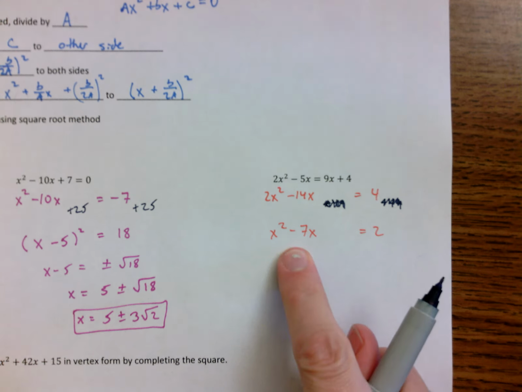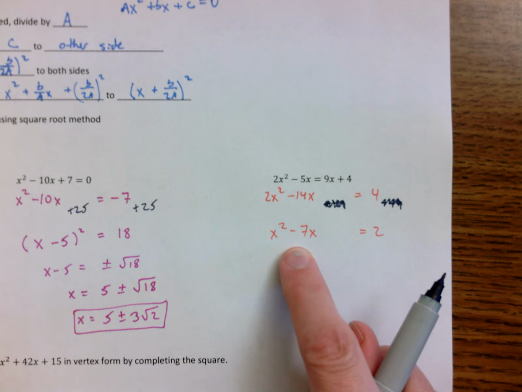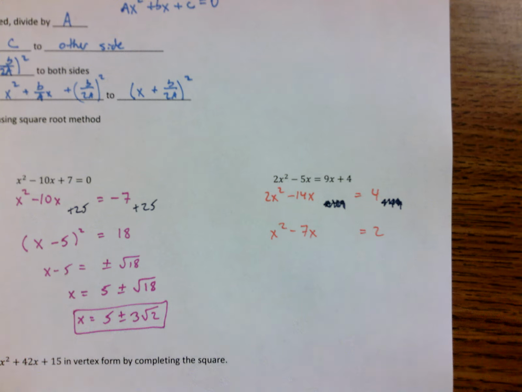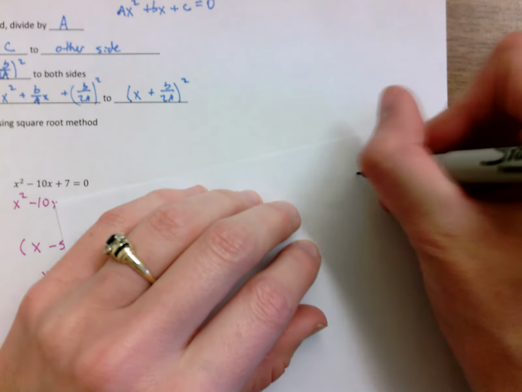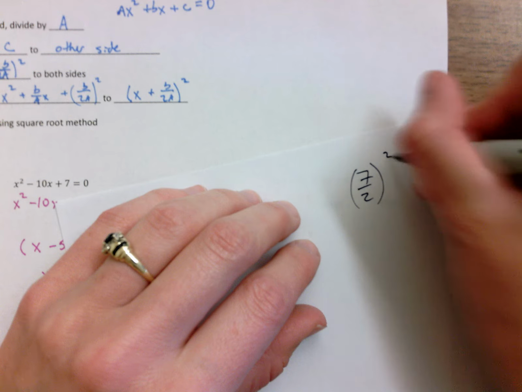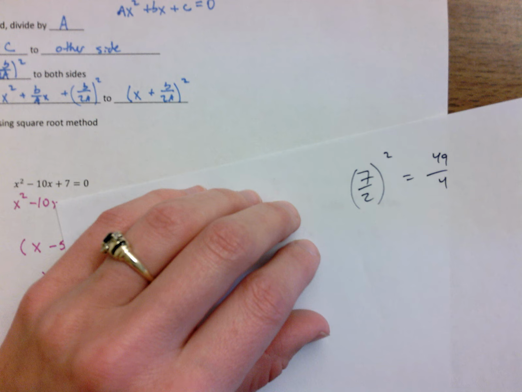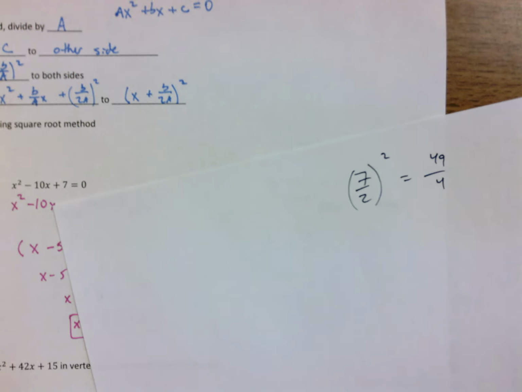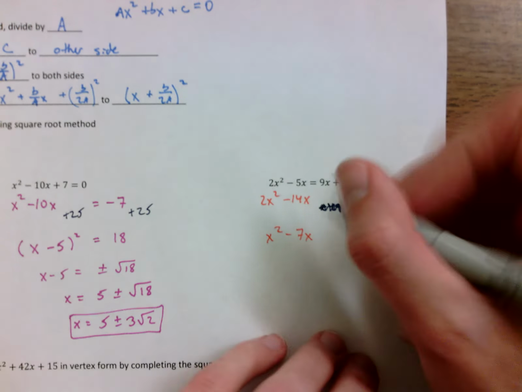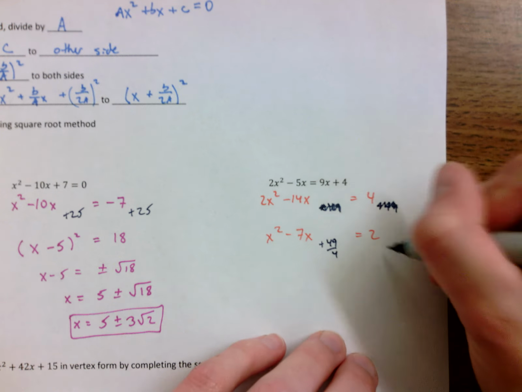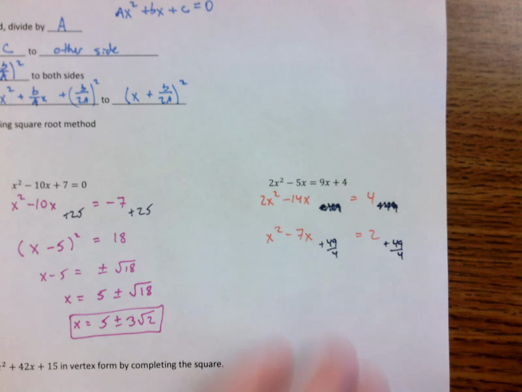All right, so now that we have that, now we can do this half of b squared thing. So half of negative 7, I'm just going to think of that as 7 over 2. Half of negative 7 is the same thing as negative 7 over 2. Then when I square that, 7 squared is 49 and 2 squared is 4. So that's going to end up being 49 over 4. So I'm adding 49 over 4 to both sides. And I can tell already some of you are going, I don't want to do this. It's all right, it's not that bad.